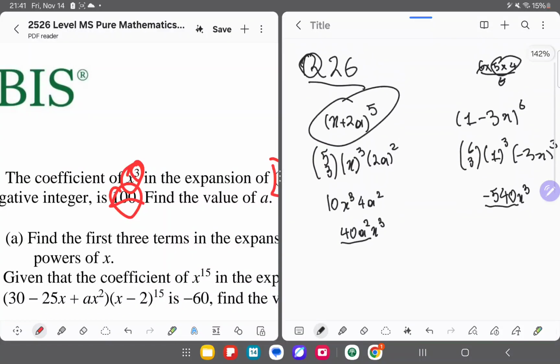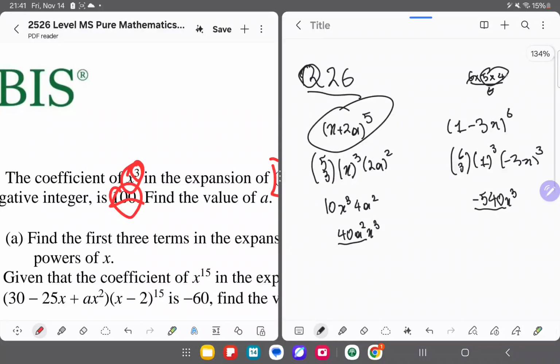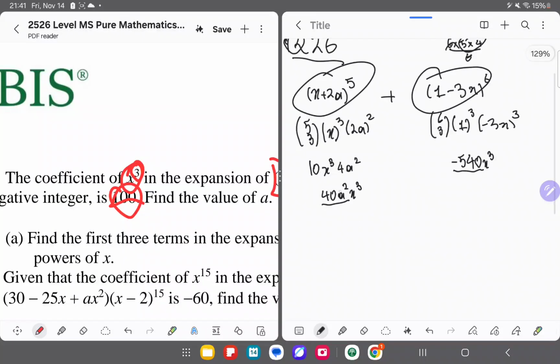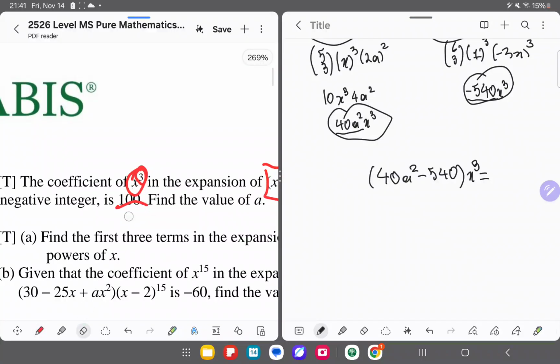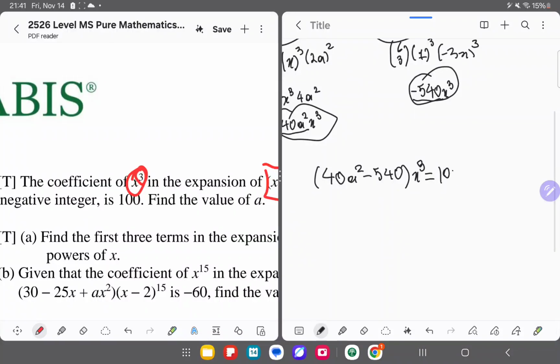So now what I'll do, since it's addition, since I have to add these two binomials over here, this one and this one, I add them. So that means I have to add the x power of 3 with this x power of 3. So I get now (40a squared minus 540) times x power of 3. And they said that the coefficient is 100, so that means it is equal to 100 x power of 3.